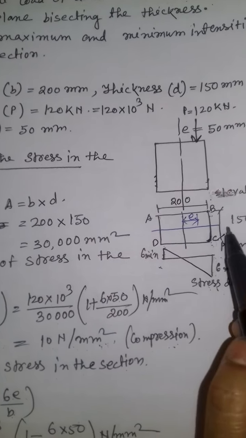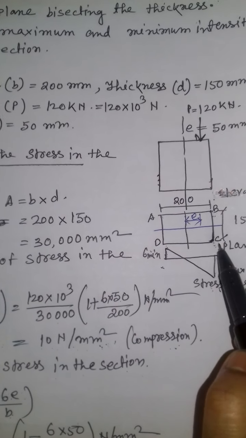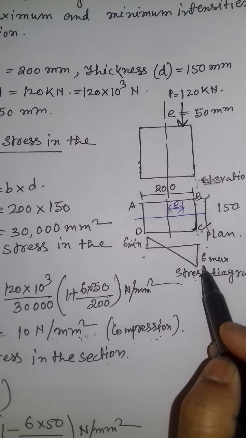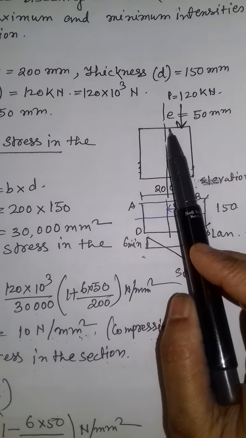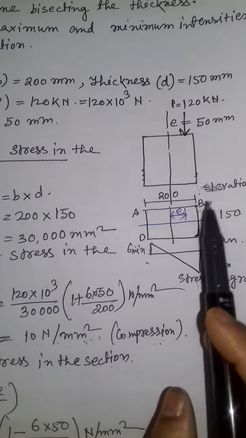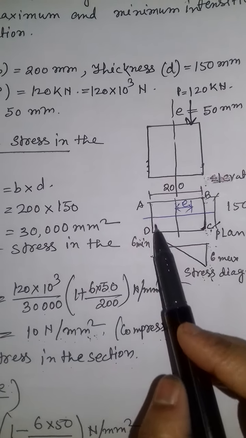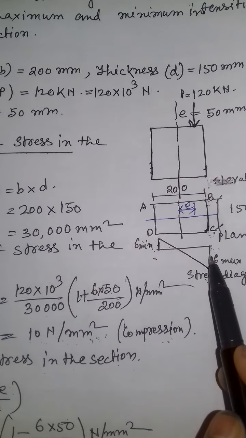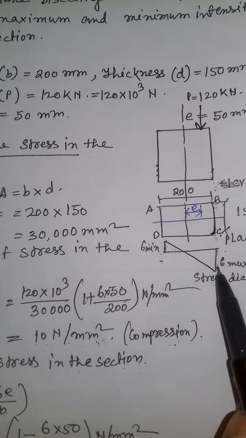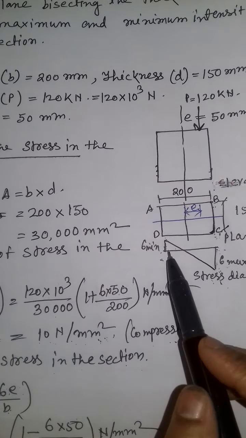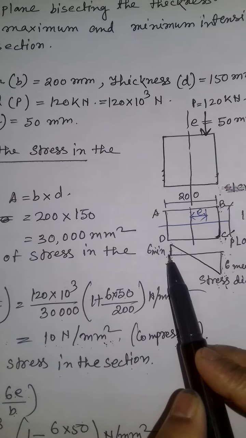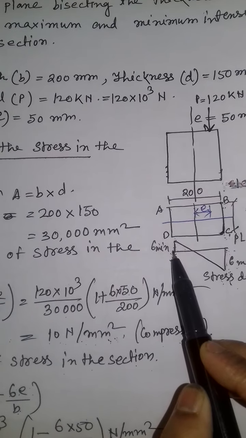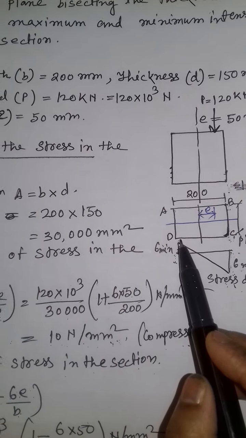Here in this corner B and C, this is the maximum compression occur because here it is nearer to the applied load, and minimum stress will occur at the corner AD because this is far away from the applied load. So maximum stress is compression, it is below the neutral axis, and the sigma min, that is minimum stress, is tension, it is negative, so it is upward of the neutral axis.